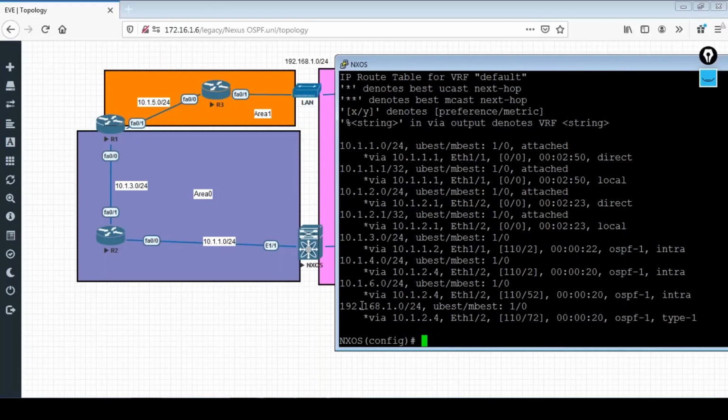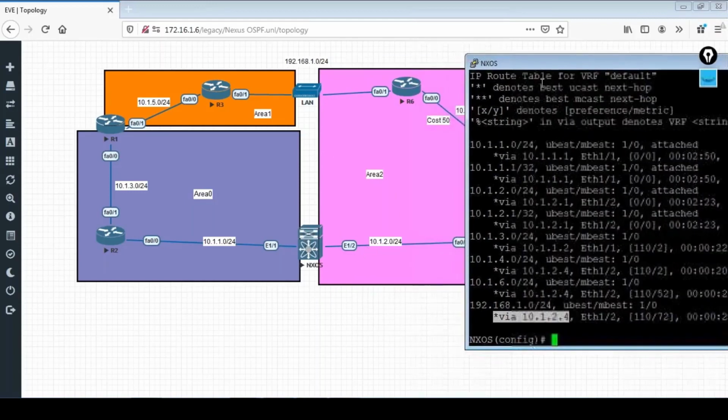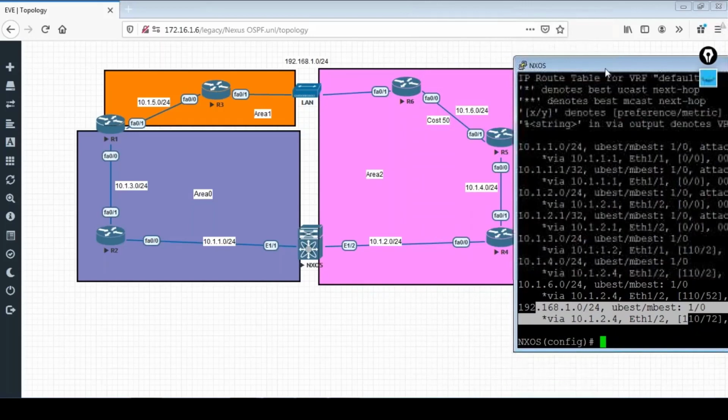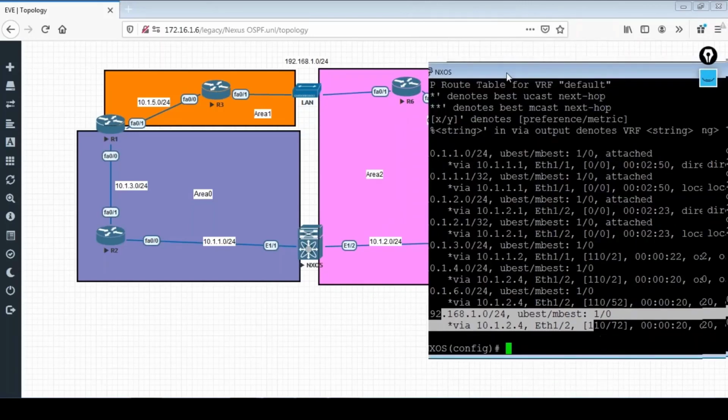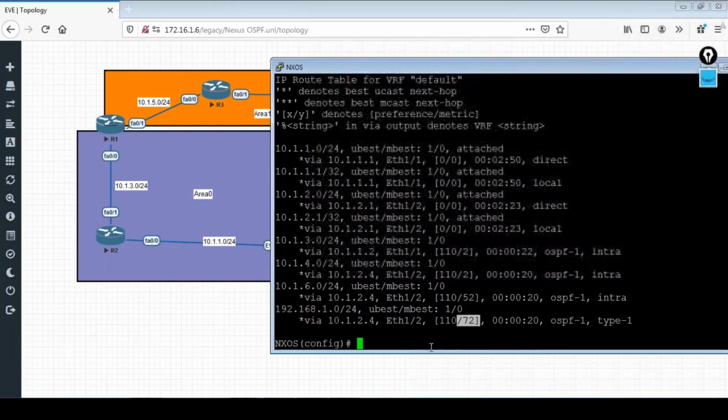We have 192.168.1.0. It is pointing towards R4. Look at that. It is pointing towards R4. So what Sandeep said is right. They are looking at their ASPR, which is internal, rather than the cost. Look at the cost. Cost is 72.